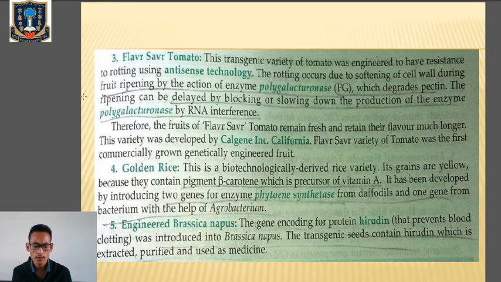So here we have just finished the 6 examples of biotechnology which have been used in the development of genetically modified crops. Okay, so this was today's class.